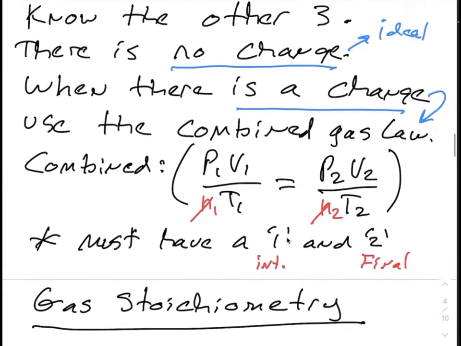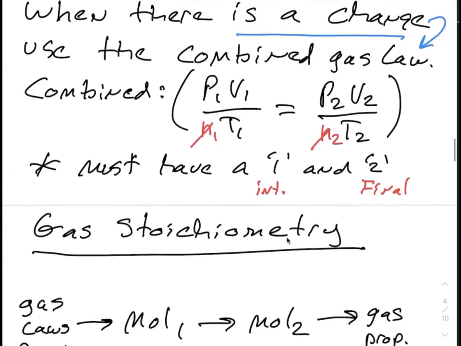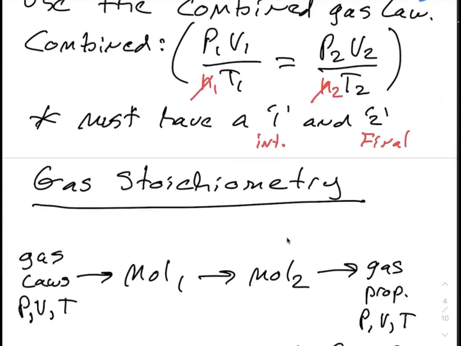So gas stoichiometry just means that I can use gas laws as an input or an output into the mole bridge. Remember, the core of stoichiometry is using the mole ratio. I'm always going from quantity of one thing to quantity of another thing, right? So I have some amount of a reactant and I want to find an amount of a product, or I have some amount of a reactant and I want to find another amount of a reactant.